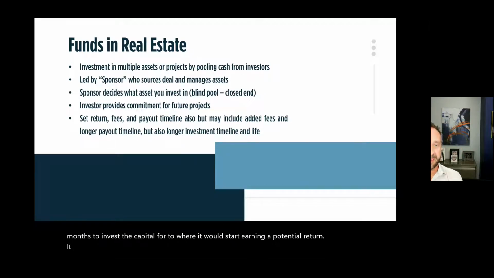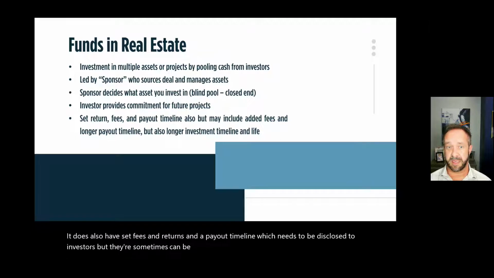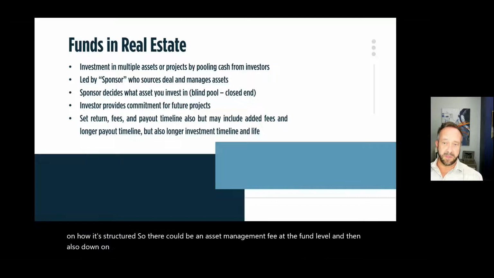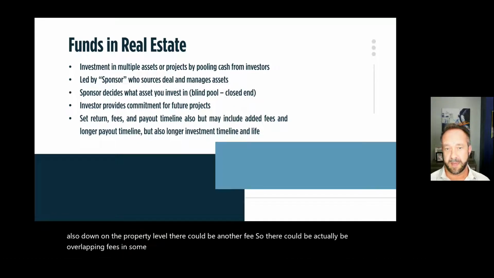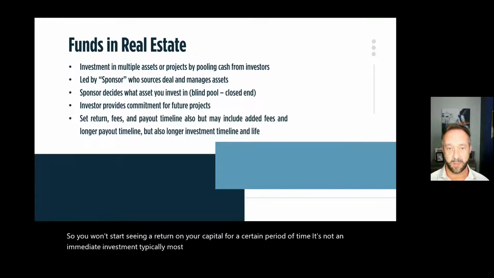It does also have set fees and returns and a payout timeline, which needs to be disclosed to investors. But there sometimes can be added fees and a longer payout timeline. Just depends on how it's structured. So there could be an asset management fee at the fund level, and then also down on the property level, there could be another fee. So there could actually be overlapping fees in some cases. And it also takes longer to invest the capital, typically 6 months to 2 years. So you won't start seeing a return on your capital for a certain period of time. It's not an immediate investment. Typically, most funds are set up that way in real estate.